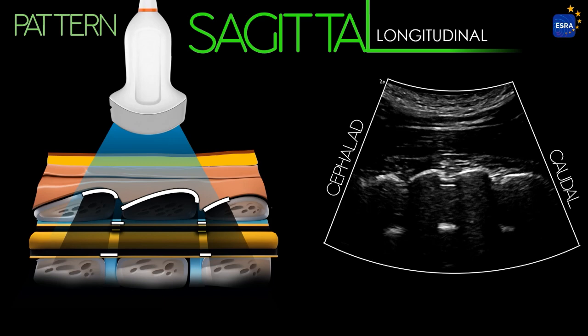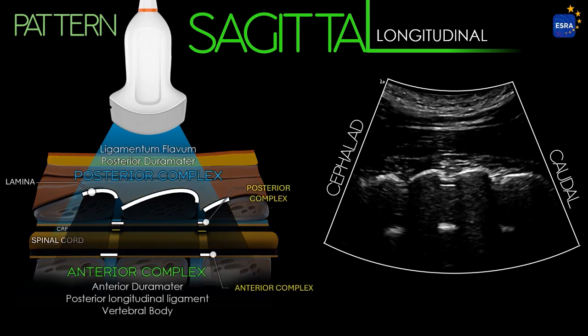The paramedian sagittal scan represents the most frequently employed sonographic approach for evaluating neuroaxial structures at the thoracic level. This technique allows the insonation of key anatomical landmarks such as the laminae, interlaminar spaces, and posterior spinal complex, and is especially useful when midline acoustic windows are suboptimal or inaccessible due to spinous process angulation.